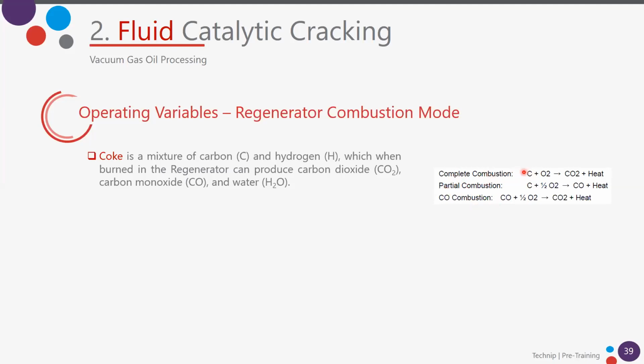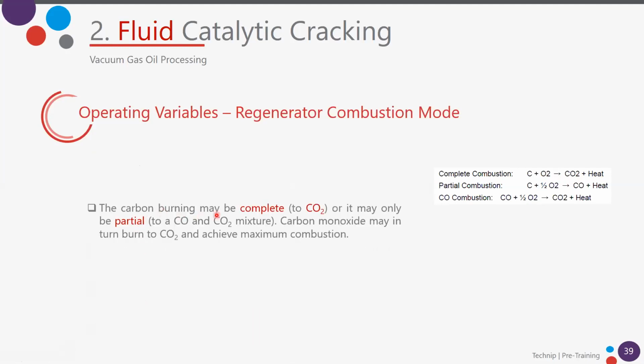So if we have a partial combustion, the second row, we have carbon plus oxygen giving CO plus heat. If we proceed with the combustion of this CO plus oxygen, we will have CO2 plus heat. So the complete combustion will be C plus oxygen, so carbon plus oxygen, giving CO2 plus heat. That is a complete combustion.